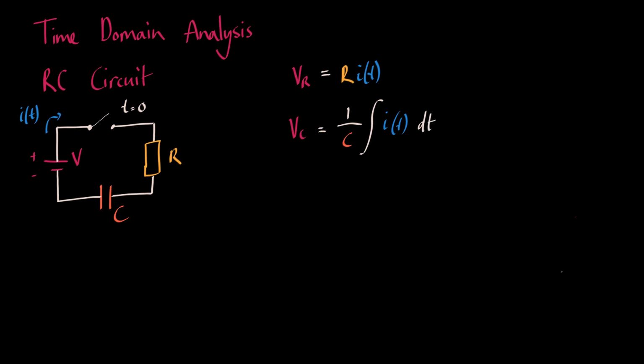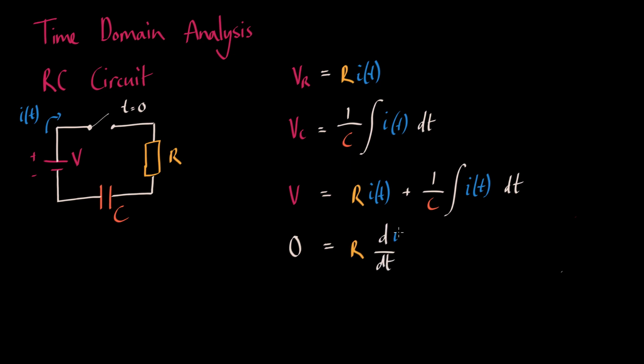Again, it's known that the sum of the voltages around a closed loop is equal to 0. This results in the following differential equation. The total voltage is equal to the resistance times the current plus 1 on the capacitance multiplied by the integral of the current. Differentiating through, we get 0 is equal to the resistance times the derivative of the current plus the current divided by the capacitance. The solution to the differential equation is as follows.